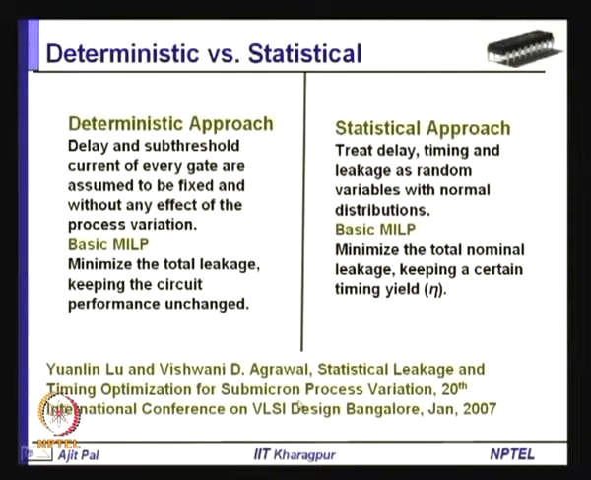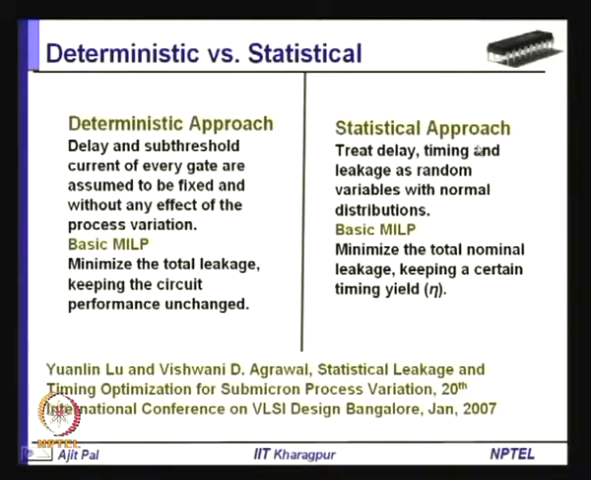Now, I shall tell about a paper which has been recently published by Liu and Agarwal, statistical leakage and timing optimization for submicron process variation. It has been published in the VLSI design conference in the year 2007. So, this is the traditional deterministic approach, where delay and subthreshold current of every gate are assumed to be fixed and without any effect of process variation, and the basic MILP is minimize the total leakage, keeping the circuit performance unchanged. So, this is how the integer linear programming is done for the deterministic approach.